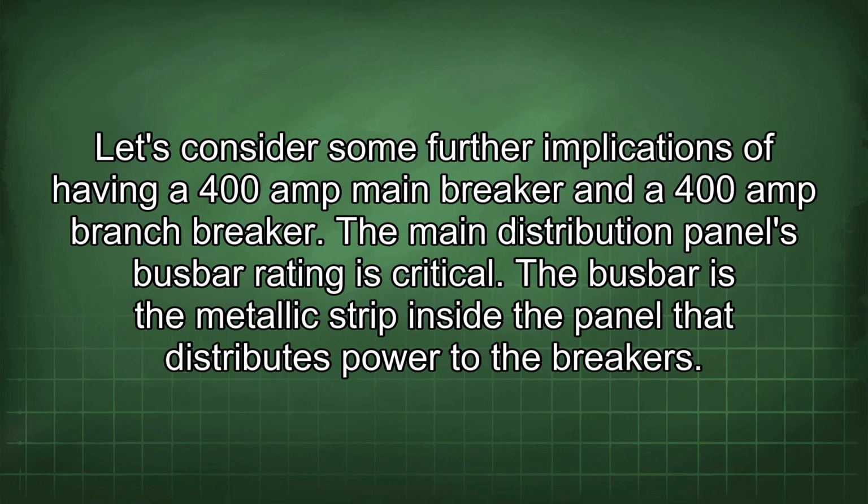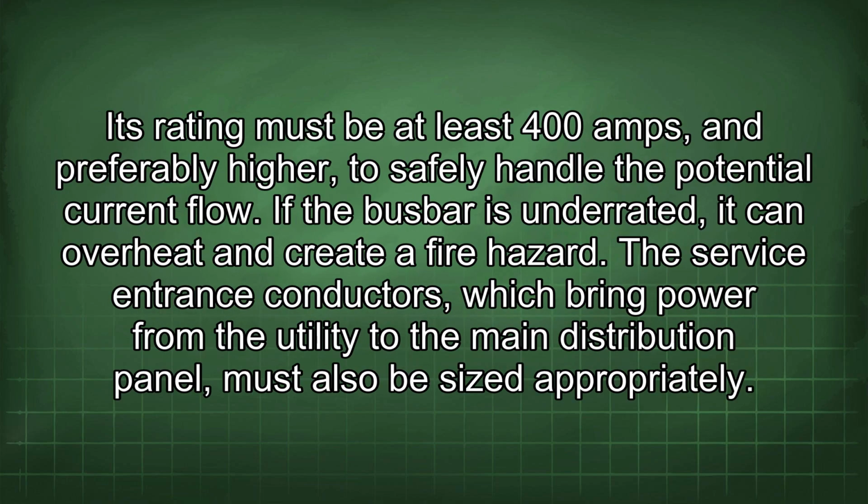Let's consider some further implications of having a 400 amp main breaker and a 400 amp branch breaker. The main distribution panel's busbar rating is critical. The busbar is the metallic strip inside the panel that distributes power to the breakers. Its rating must be at least 400 amps and preferably higher to safely handle the potential current flow. If the busbar is underrated, it can overheat and create a fire hazard.